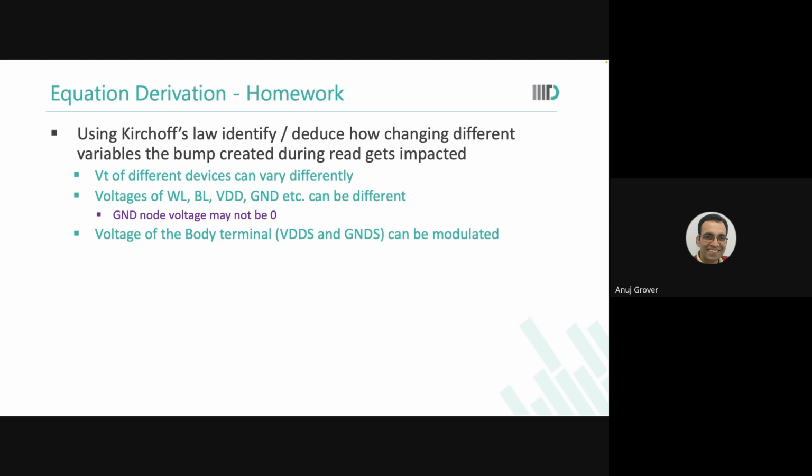Now, use different values of VBL, VWL. Yesterday in office hours someone came and asked, sir, can we vary the VT of the devices? I said yes, you can. VT also. Keep different values for every variable over there. Whichever you want to change, play with it, and then arrive at what is the value of Vx.